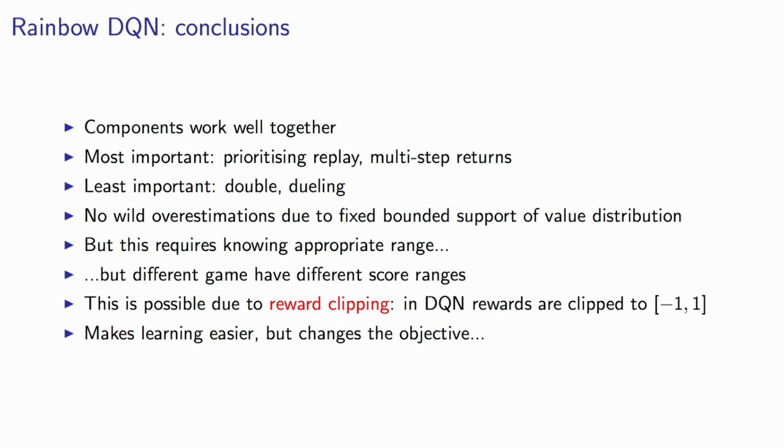So that sounds like it's a way to combat overestimations, but it might be a bit arbitrary. Where does this 10 come from? Well, this requires you to know an appropriate range for these values. Different games have very different scores, as I mentioned, but what turns out to be the case is that in basically all of these algorithms that I just discussed, we have been clipping the rewards. Which means that we're not actually looking at the difference in score, we're not actually optimizing the actual score in these games, but instead all of the rewards were clipped to -1, 1.